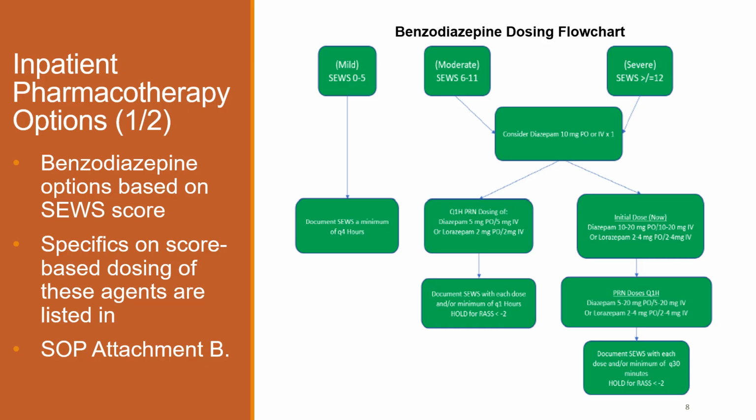On this slide, you'll see a dosing flowchart for benzodiazepines. However, always be sure to go off what is ordered in CPRS. Benzodiazepine options for therapy exist within the menus in CPRS. Their dosing is based on SOS score. Oral diazepam and oral lorazepam options are available, as well as intravenous diazepam and IV lorazepam options.